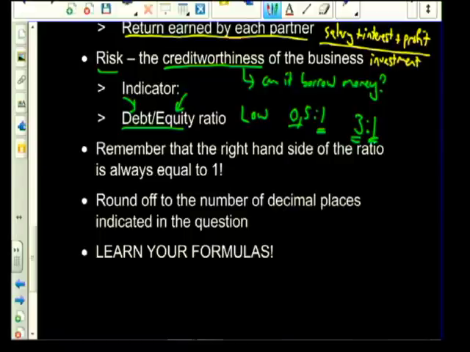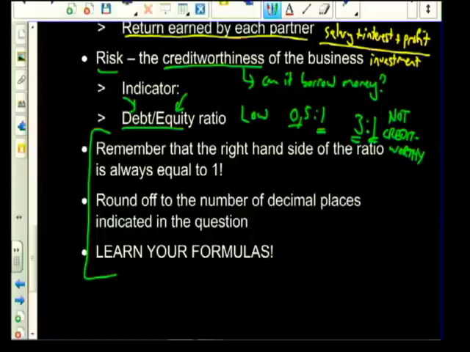What this means is that if you have a high ratio like this, anything higher than 1-to-1, you would conclude that the business is not creditworthy, and we would then also say that the business is risky. You must try and stay away from this business because this business has got a lot of borrowed money.